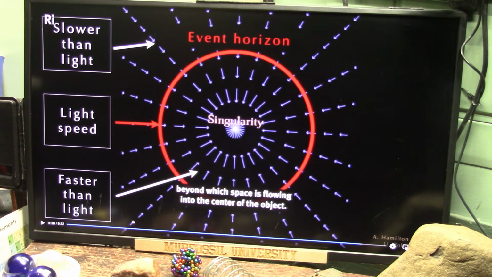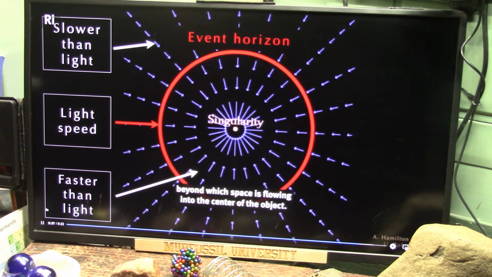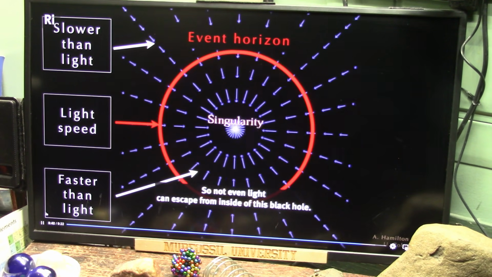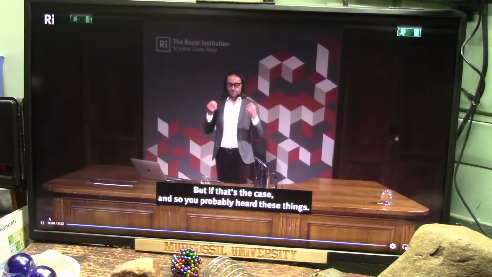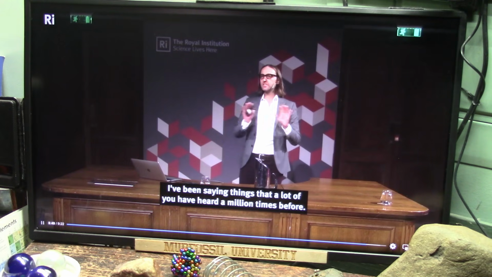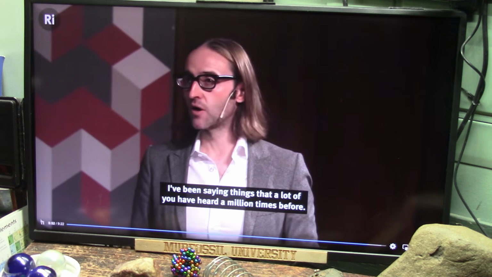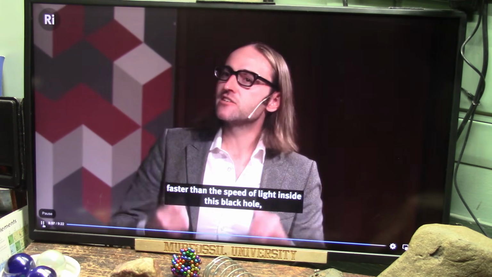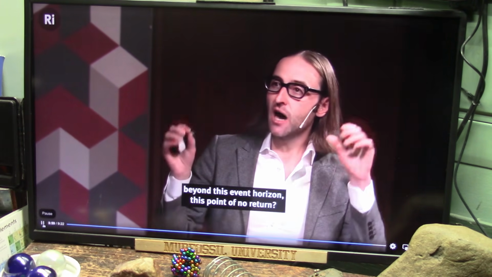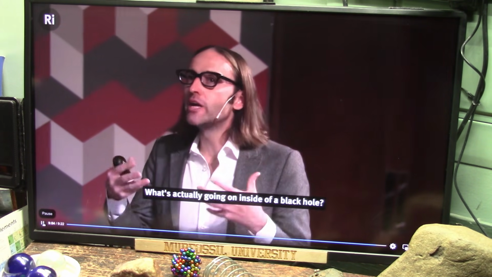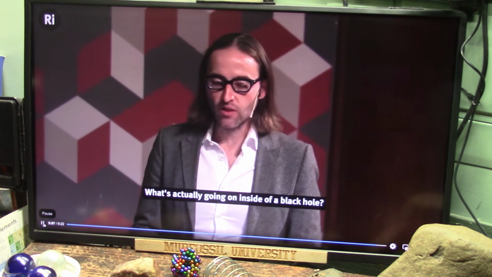Let me come out here. Space is flowing toward the center of the object faster than the speed of light. So not even light can escape from inside of this black hole. You've probably heard these things. I understand that for the last 10 minutes or so, I've been saying things that a lot of you have heard a million times before. But what does that really mean? If that means that space is flowing faster than the speed of light inside this black hole, beyond this event horizon, this point of no return, what does that really mean? What's actually going on inside of a black hole? That's the $1 zillion question.